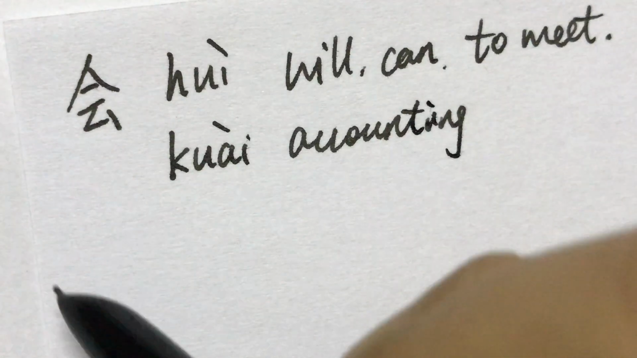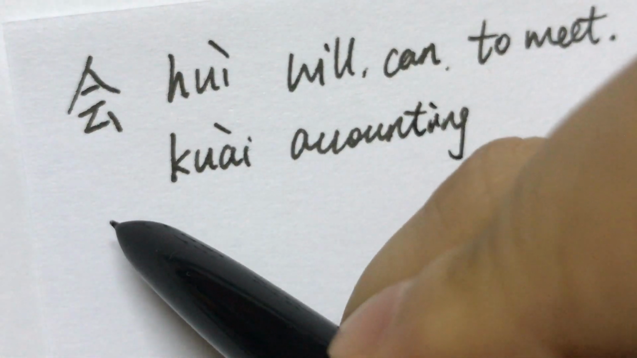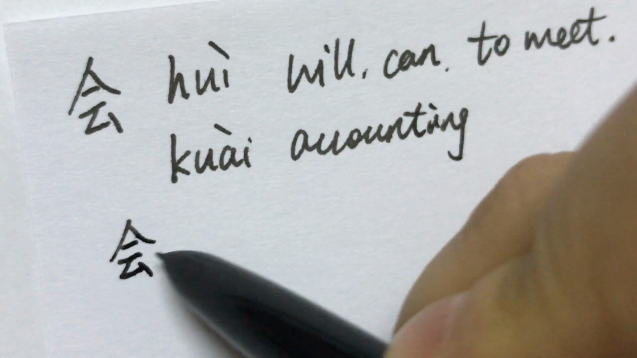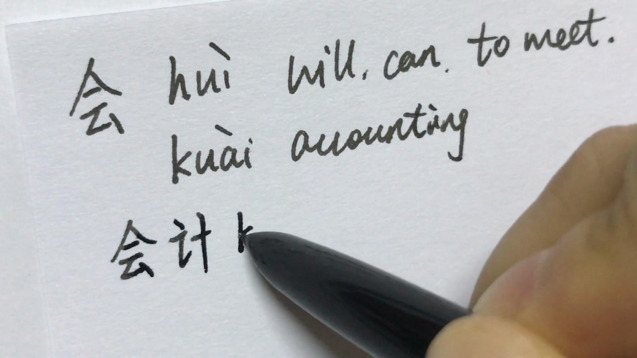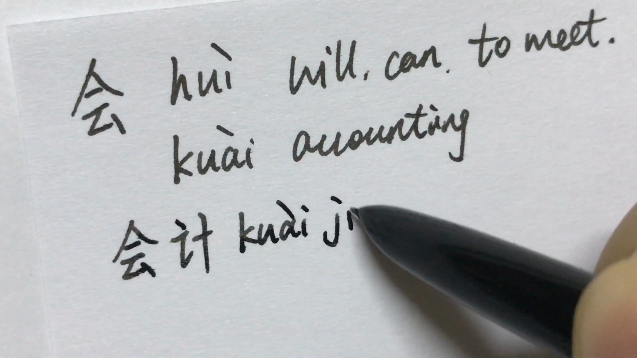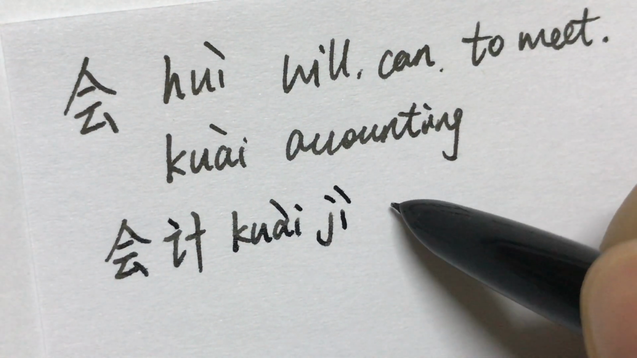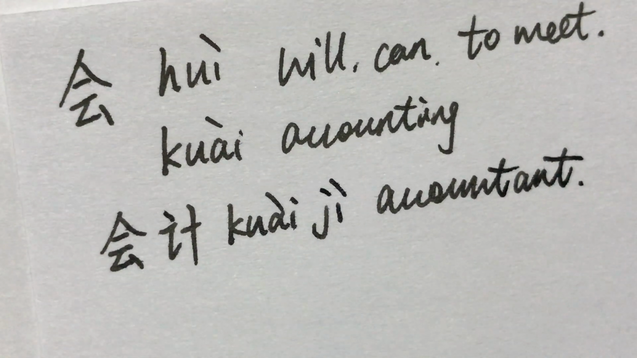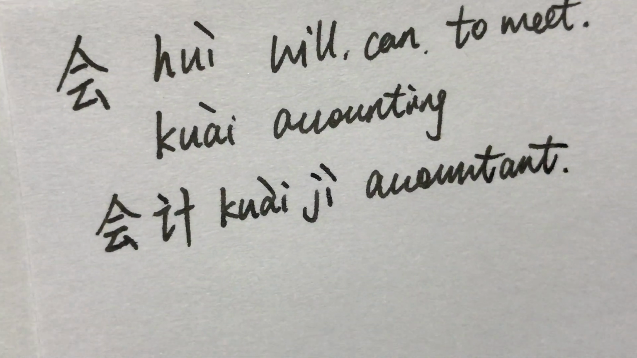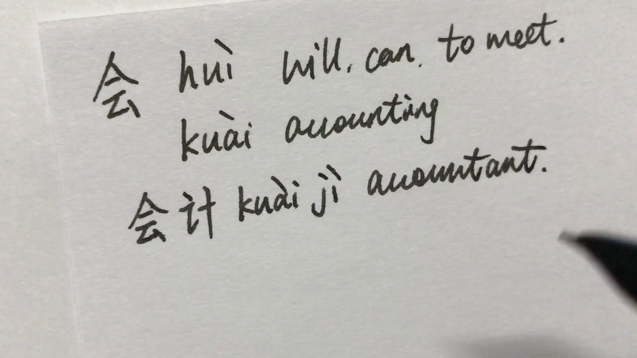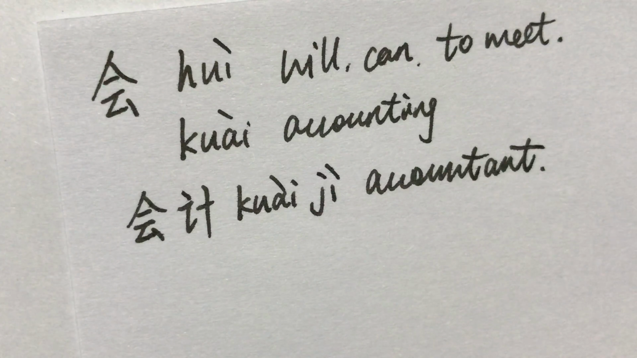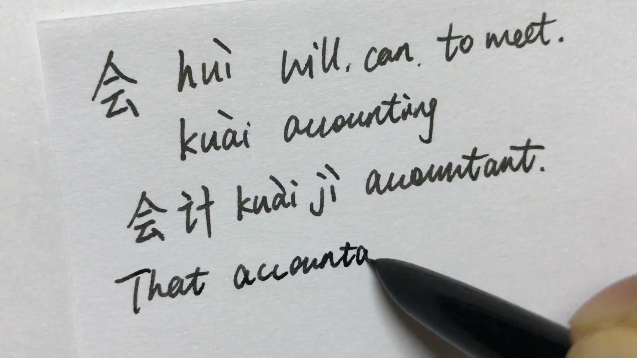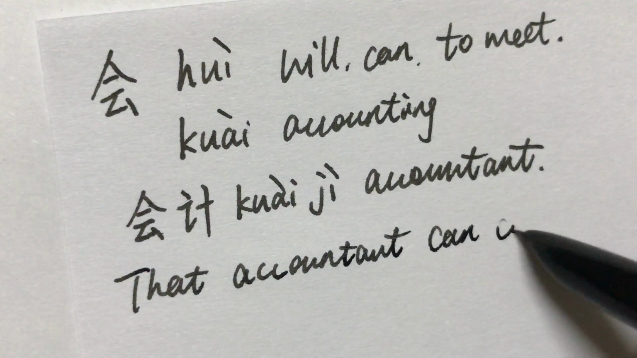Let's look at some examples. 会计 accountant, 会 can. For example, that accountant can cook. That accountant can cook.